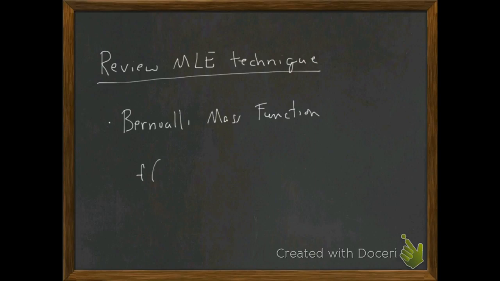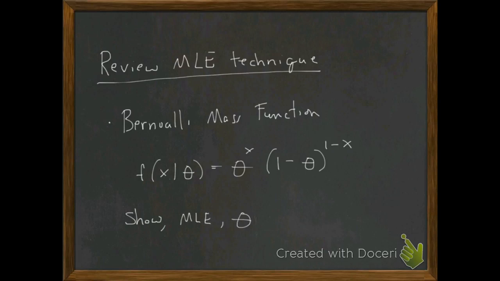We know that f, given our data, with the parameter theta, the Bernoulli function looks like this. And what I'd like to show is that the MLE is nothing more than the mean. So, given some data, these data are independent and identically distributed.